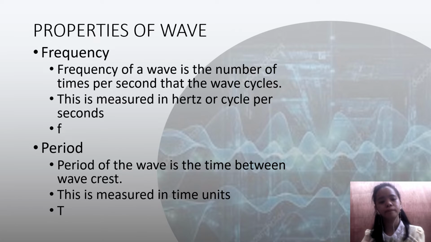Properties of waves. The frequency of a wave is the number of wave cycles per second. So, how many times it waves. This is measured in hertz, or cycles per second, and its unit is hertz. And the period of the wave is the time between wave crests. This is measured in time units.